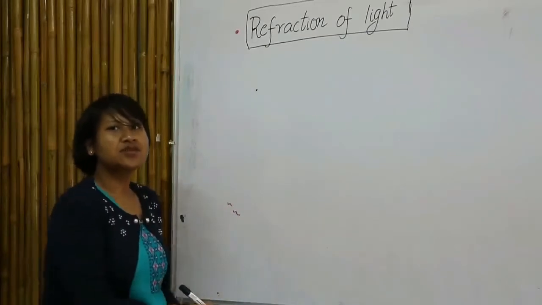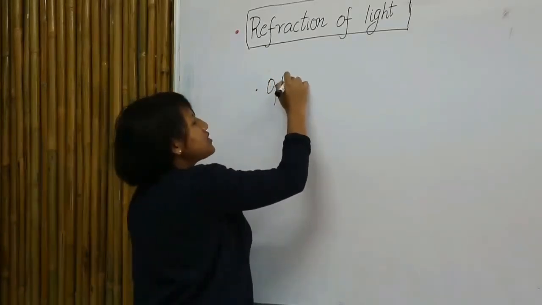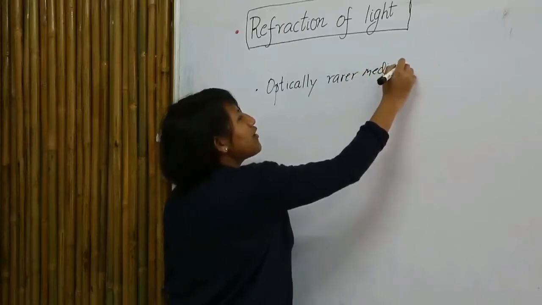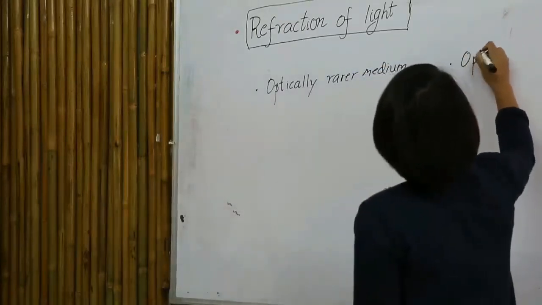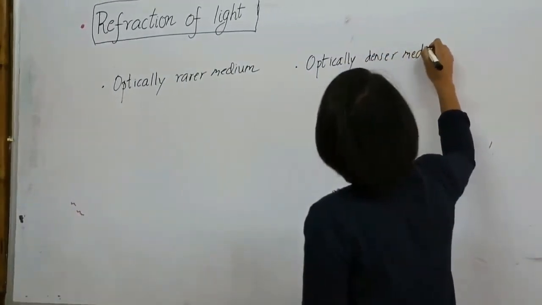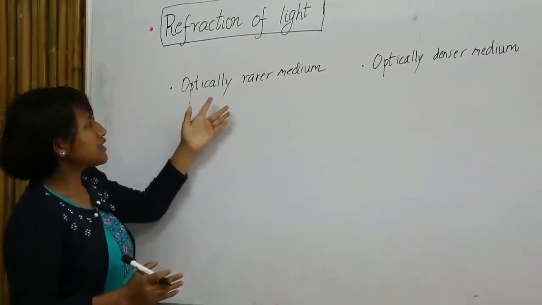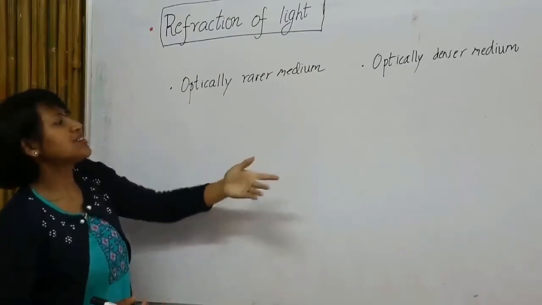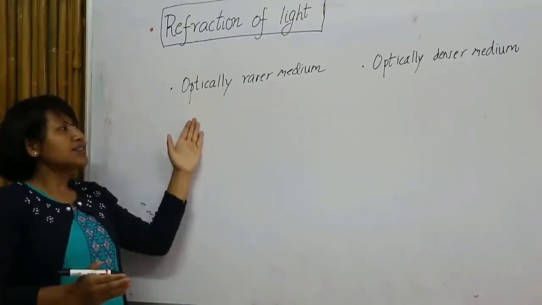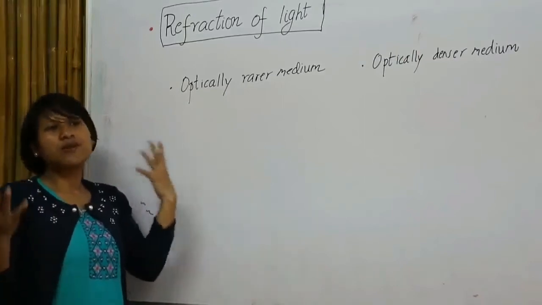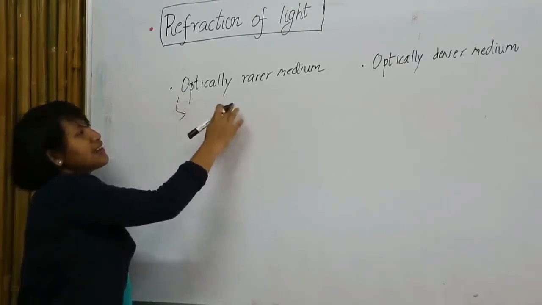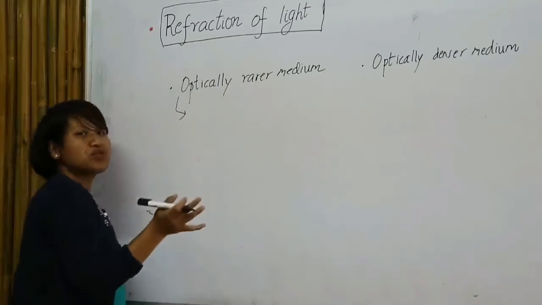Now let's deal first with the terms optically rarer medium and optically denser medium. There are two ways to define them. One is in terms of refractive index, and another is in terms of speed of light. Since you already know the concept of speed of light, we'll try to understand the definition of these two terms with respect to speed of light.